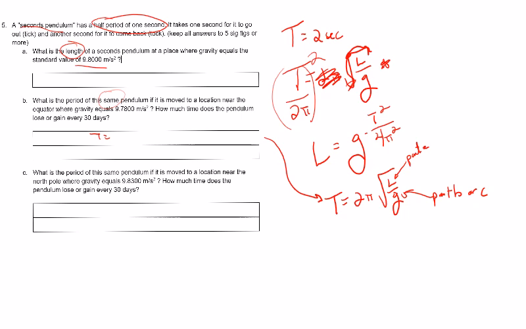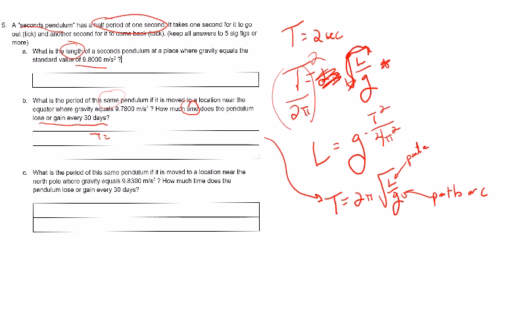Now obviously if gravity gets smaller according to this equation, then the time should get longer. It should take more time to swing back and forth, and if gravity gets larger, then the time should get shorter. So you should actually see that period change. The second part is the weird part. So how much time does it lose or gain every 30 days?